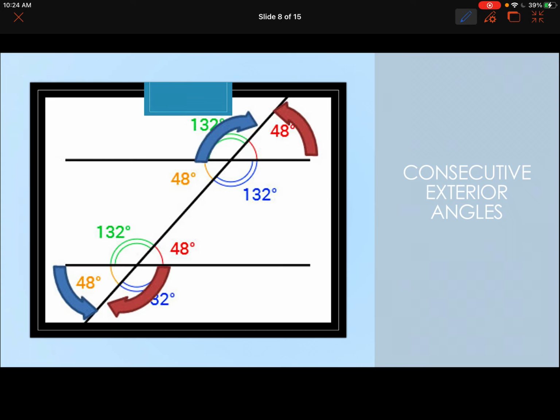We have consecutive exterior angles where the 2 angles that are blue are consecutive exterior angles. They are also supplementary, 132. So 132 plus 48, that's going to be 180. And then we have this other 132 right here, and this other 48 that is also 180 degrees. And so consecutive exterior angles are also supplementary.